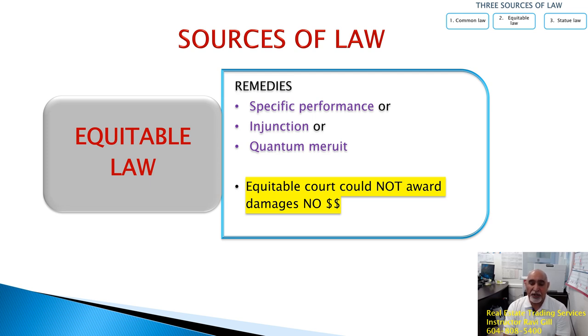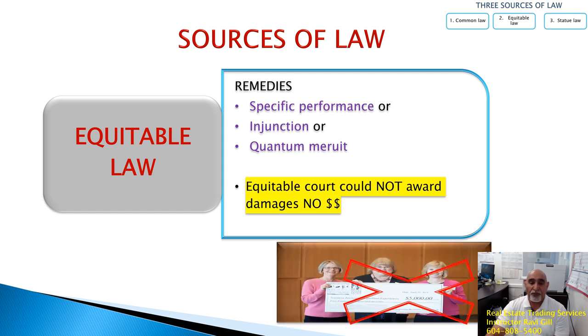After the judge finds one party guilty, in common law, it was only possible to get money from the guilty person to the innocent person. That was common law. But in equitable law, there are 3 remedies available to the judge. One is called specific performance, the other is called injunction, and the third one is called quantum meruit. We are going to discuss all 3 of them now. Specific performance.